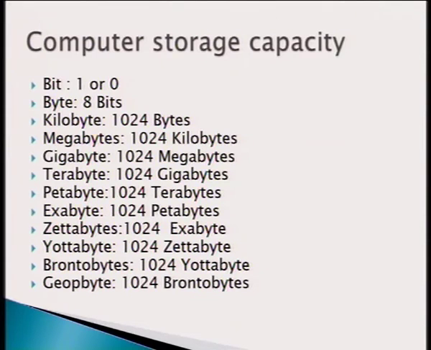Terabyte, 1024 gigabytes. Petabyte is made up of 1024 terabytes. Exabyte is made up of 1024 petabytes. We've got a zettabyte, which is made up of 1024 exabytes. We've got a yottabyte. A yottabyte is made up of 1024 zettabytes. We've got a brontobyte, made up of 1024 yottabytes. We've got a geopbyte, made up of 1024. These are very, very massive storage units.